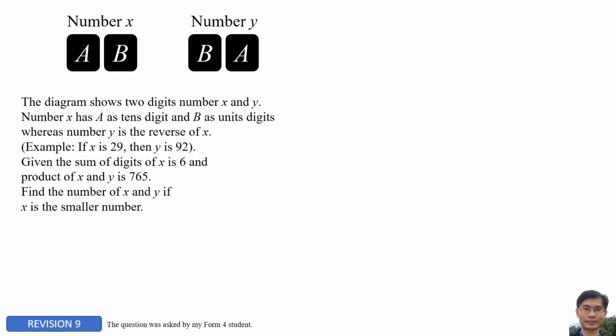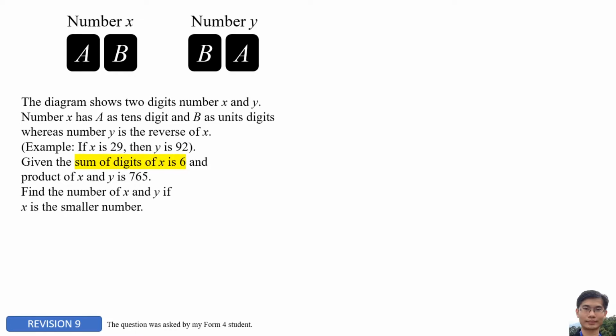The diagram shows two-digit numbers x and y. Number x has a as the tens digit and b as the unit digit, whereas number y is the reverse of x. For example, if x is 29, then y is 92. Given the sum of digits of x is 6 and the product of x and y is 765, find the numbers x and y if x is the smaller number.